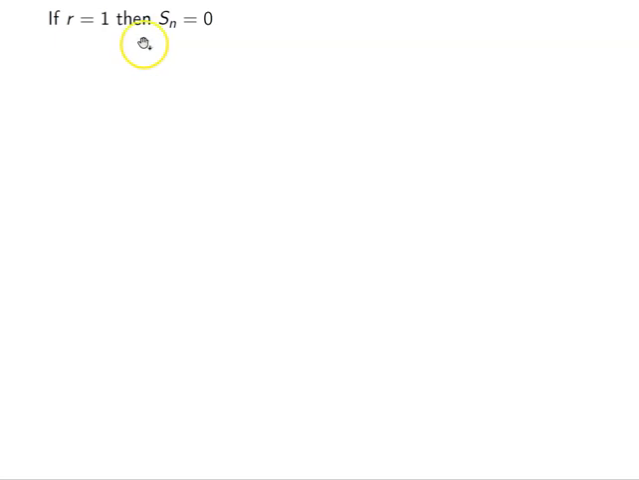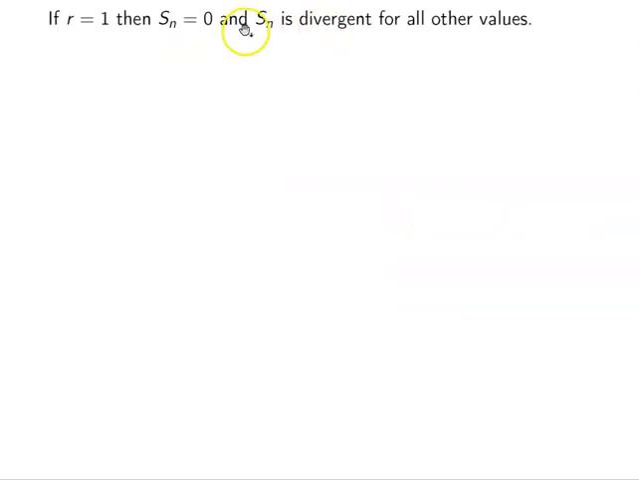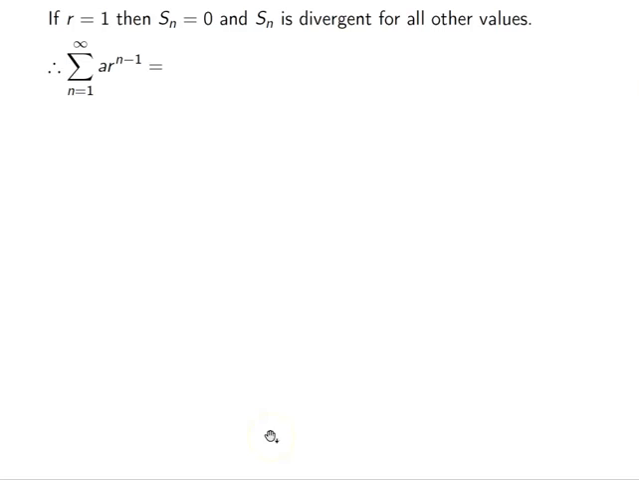If my r is equal to 1, then this function is 0, right? This would still be, well, this would be 1 minus 1, so that would be 0, but really this is what I'm looking at because this is what's happening for my limit, this r to the n. So this would still be 1 minus r. This would be 0 on top, and the limit of 0 is 0. Okay. And it's divergent for all other values because for any other value, the r to the n diverges.